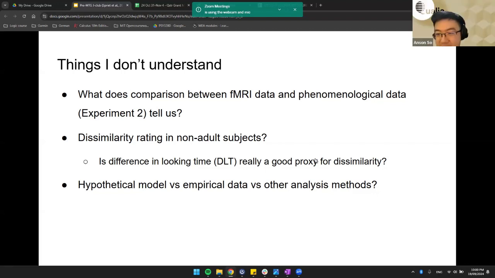I think the ping dropped out. Can you see that? Okay, so in this paper, we have data of adults' similarity ratings by a hypothetical model, right? And then they measure their brain activity. So we have data from adults of both. The first is neural data.